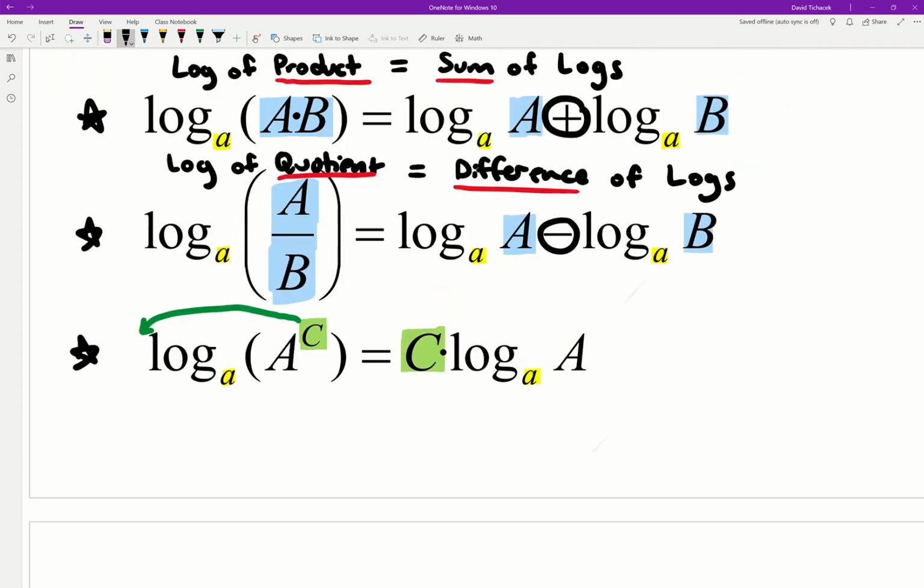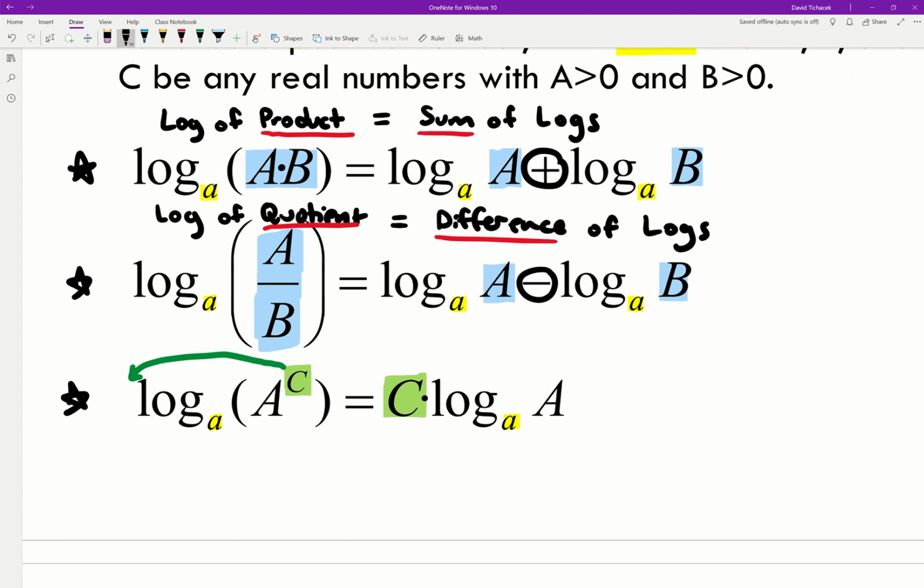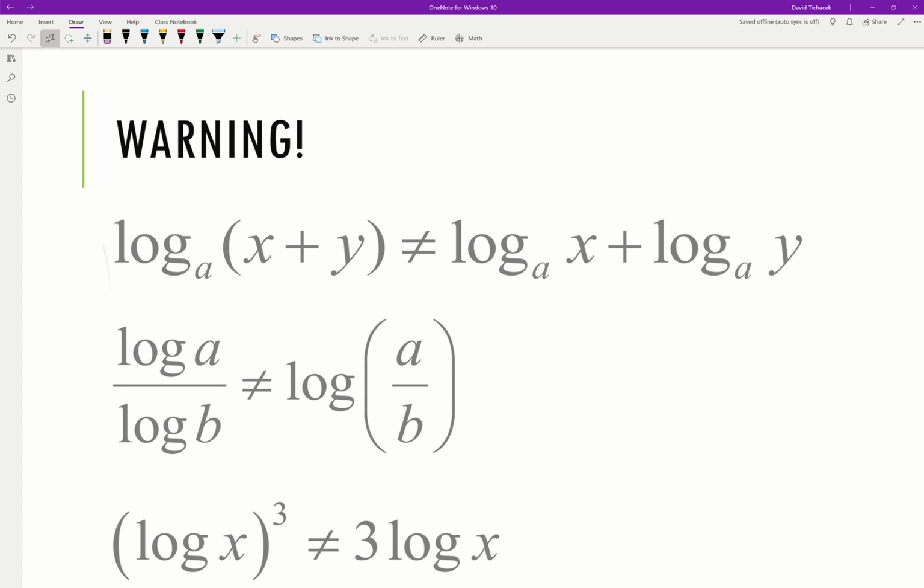So again, that's not really a property that a lot of other types of functions have. These are the ones that are specific to logarithms, and these are the ones that we're going to be demonstrating as we go throughout examples, okay?